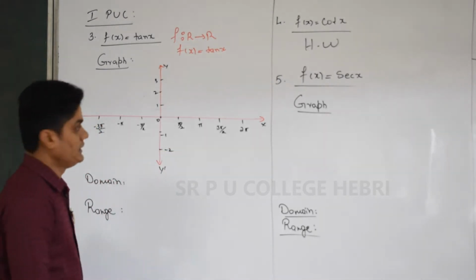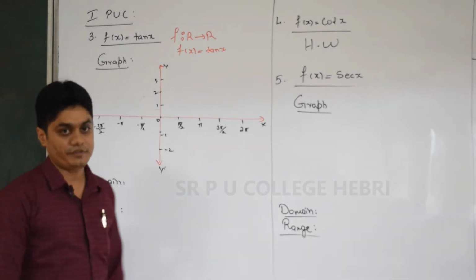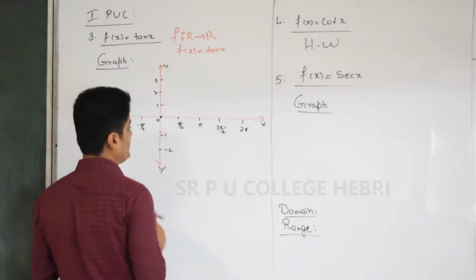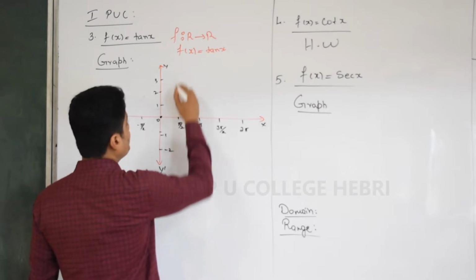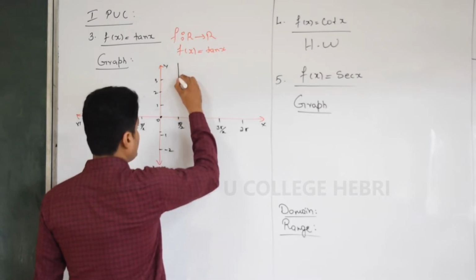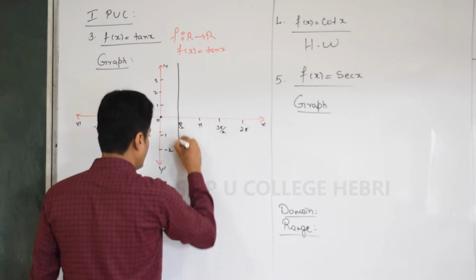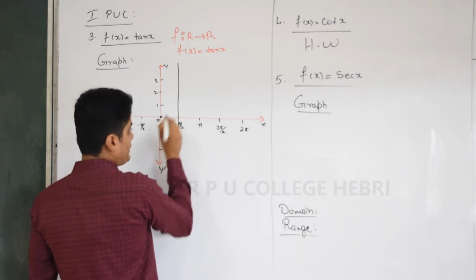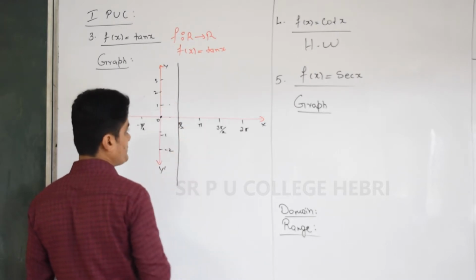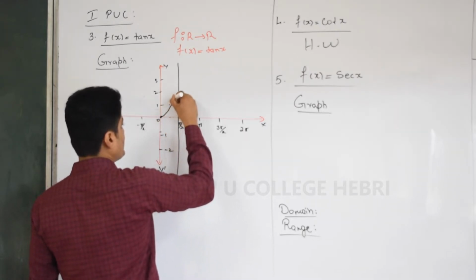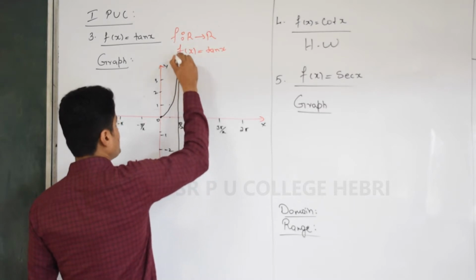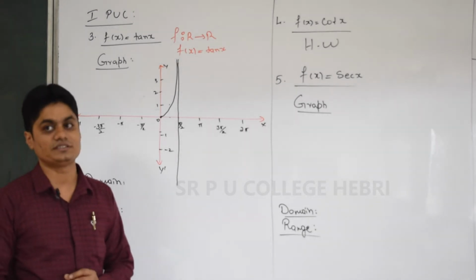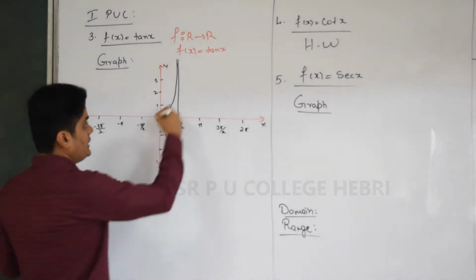Now recall the trigonometric function values for standard angles. First tell me, what is tan 0? Zero. And tan 90 degrees is infinity. So observe carefully, at 90 degrees it is unbounded. In between, tan 30 is 1 by root 3, tan 45 is 1. So it slowly increases but never touches the line, because at pi by 2 the tan function does not exist, so it will increase like this.